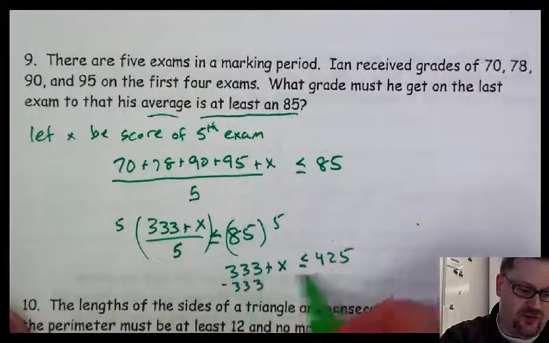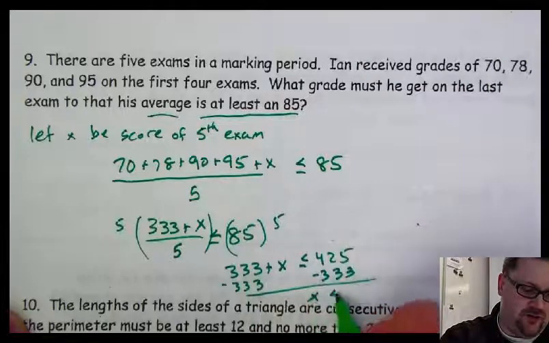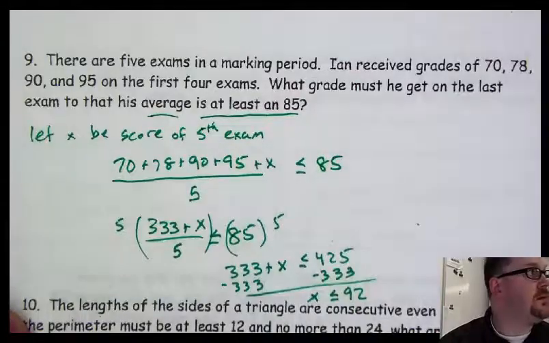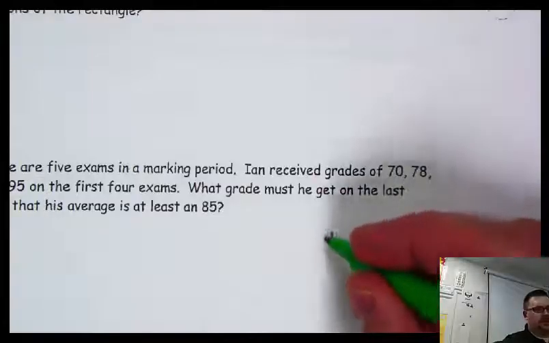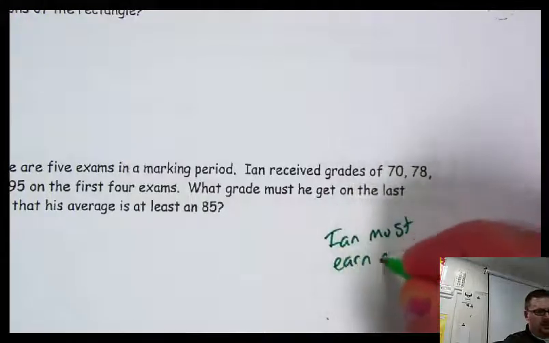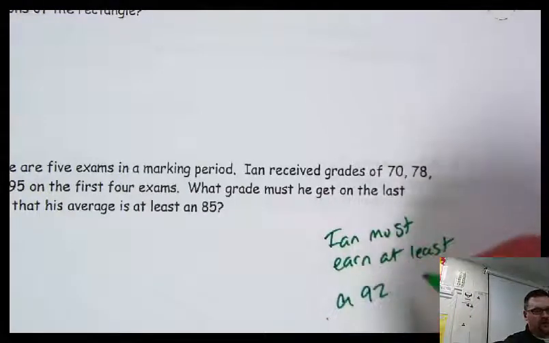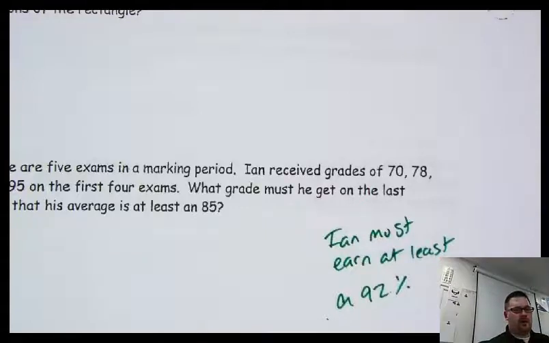Subtract 333 from both sides, so that X is less than or equal to 92. Okay, so that means Ian must earn at least a 92%. Okay?